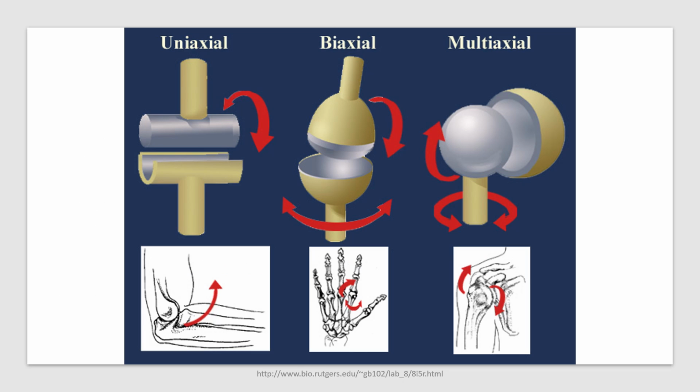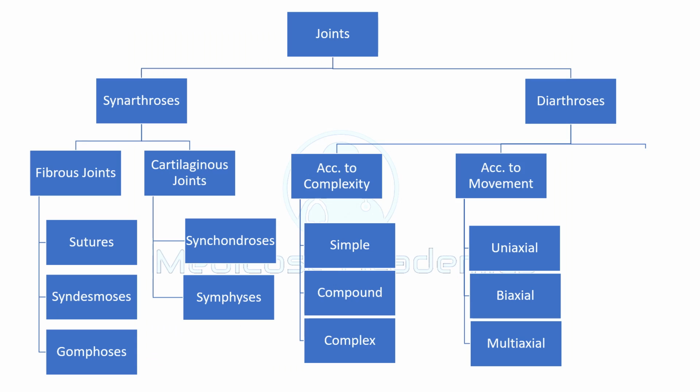So here you can see a very good example of a uniaxial joint, the elbow; a biaxial joint, the metacarpophalangeal joint; and a multiaxial joint, the shoulder joint. So we're done with the classification of joints according to movement.